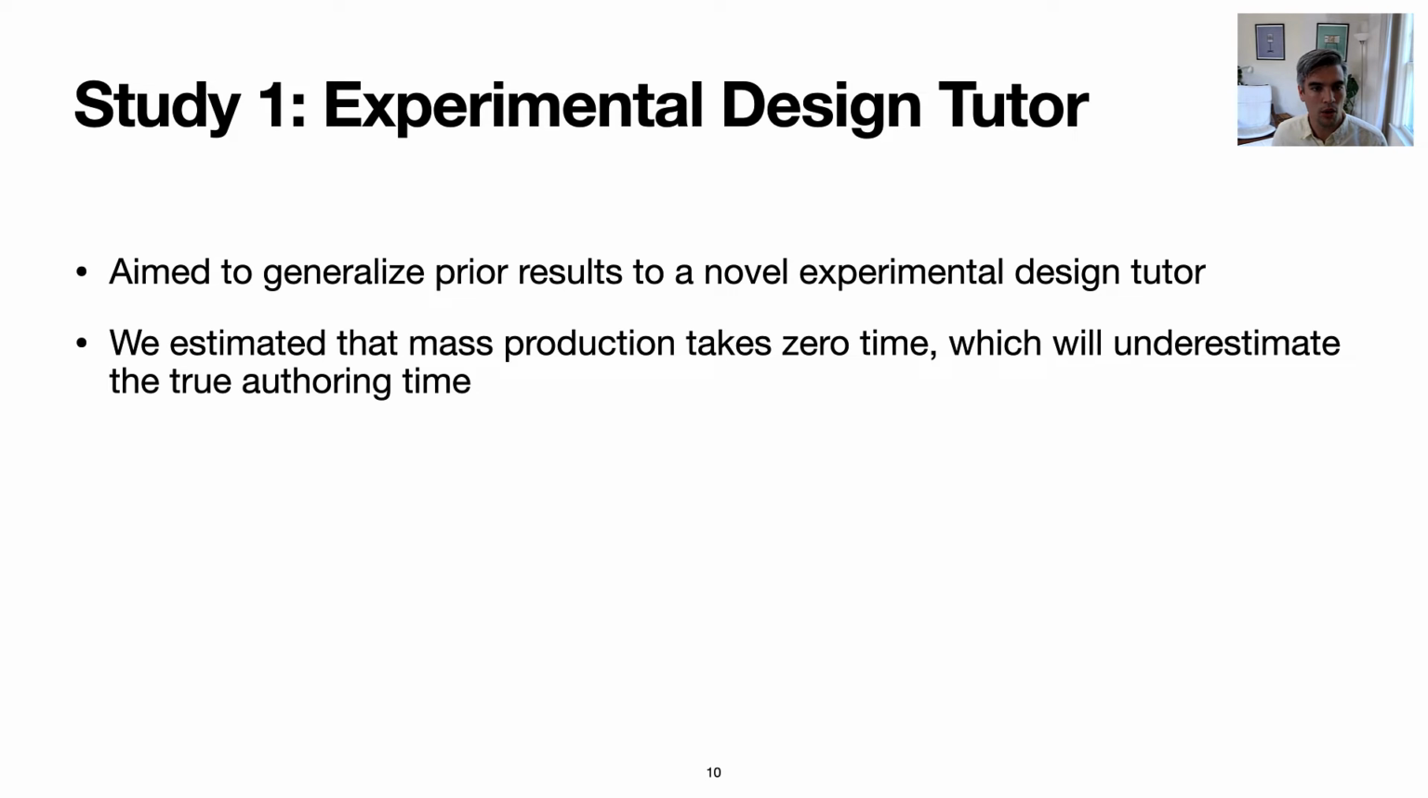Based on this prior work, our paper presents 2 studies. For our first study, we aim to generalize the algebra tutor authoring results to a novel experimental design tutor. As part of this study, we tried to factor mass production into our analysis so that apprentice agents and example tracing could be compared more fairly. To do this, we estimated that mass production would take 0 time, which is a gross underestimate, but it provides a simple way to include mass production in our analysis.